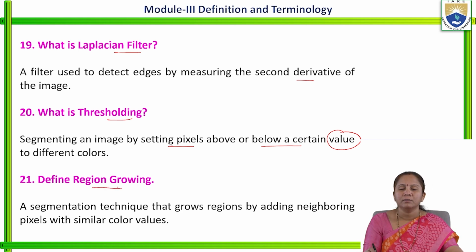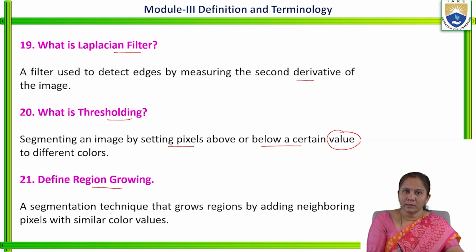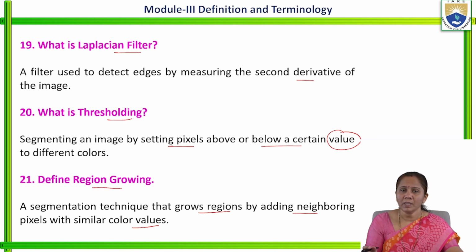And define region growing. Here region growing will be used in the segmentation concept. During segmentation, we are going to divide that particular image into different regions. It is a segmentation technique that grows regions by adding the neighboring pixels with similar color values. So if the color values are similar, we are going to add that to that particular region, and hence the region will be growing.